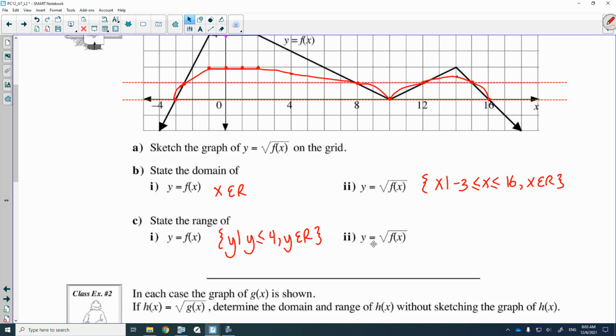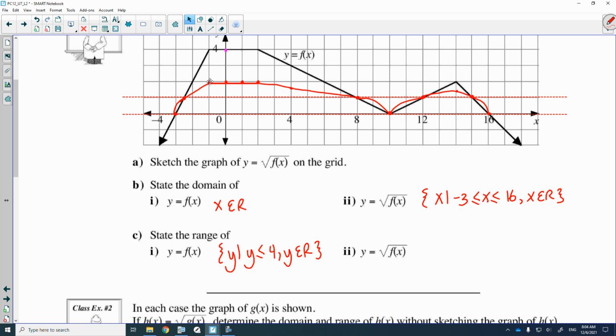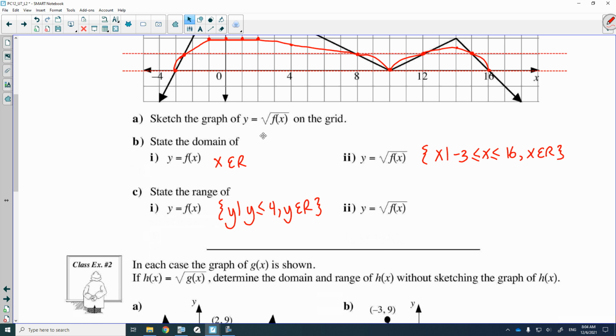Now we want the range of my radical. So the highest point or y value on the original was 4. That was the highest y value. So that means that on my radical function, we know that the square root of 4 is 2. That is going to be my max y value on the radical. And we know that our min is 0. So we'll do that range in set builder notation. And that's what we would have.